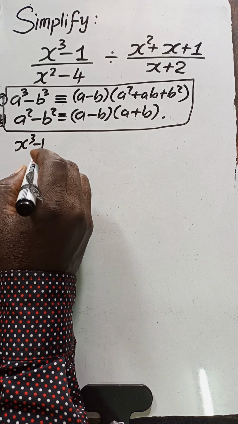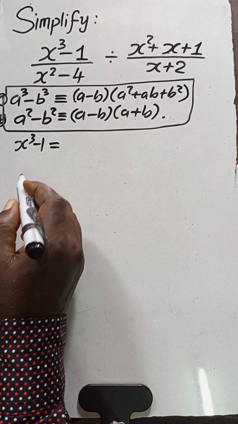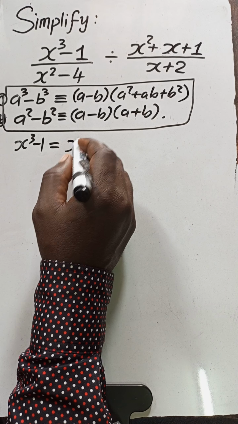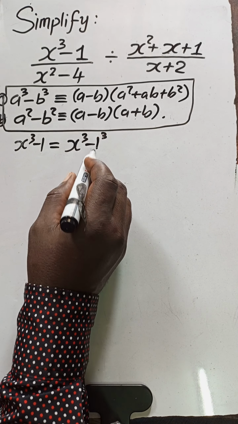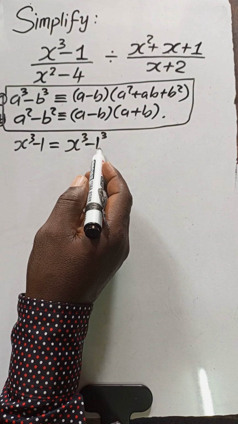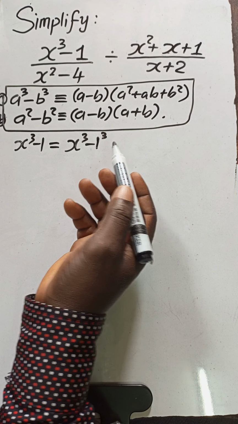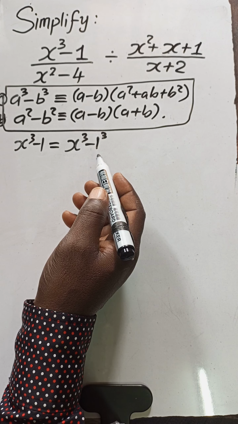x cubed minus 1. We see that this is clearly a difference of two cubes because it can also be written as x cubed minus 1 cubed. Remember, 1 raised to any power remains 1. So if you're unable to see that 1 can be written as 1 cubed, then you will miss out on this solution. You'll not be able to have any way forward.